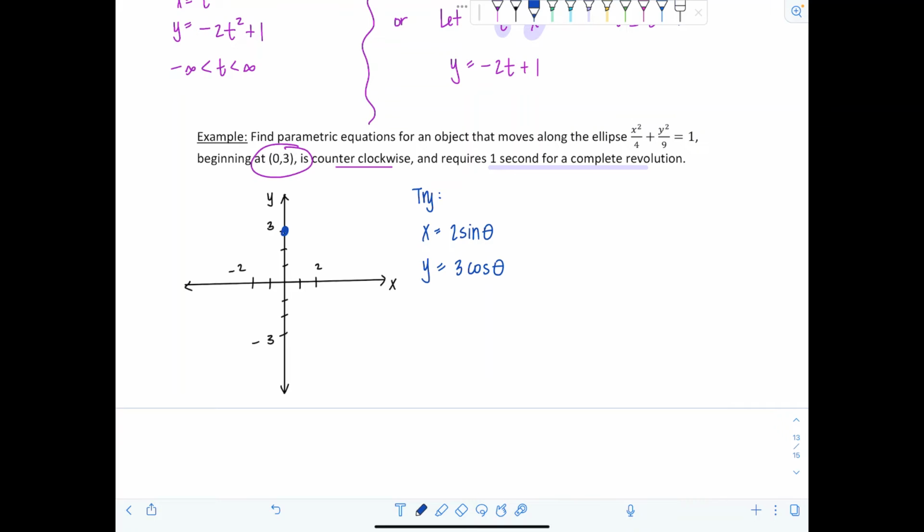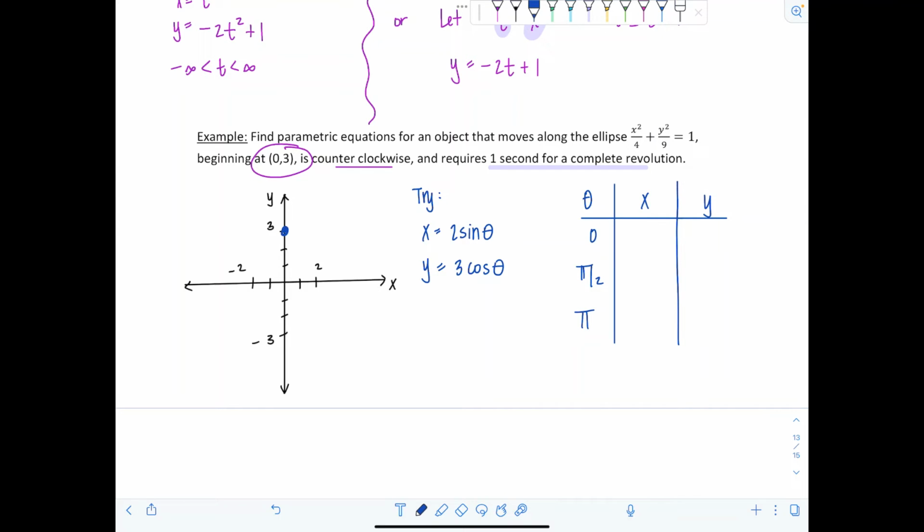You see how I switched them? That way x would be 0 when theta is 0, and y would be 3 when theta is 0. So let's see if this works. Theta, x, y, and they want 1 complete revolution. Okay. So I just want to check, is the direction going the right way? So we'll put 0, pi over 2, and pi, and see what happens.